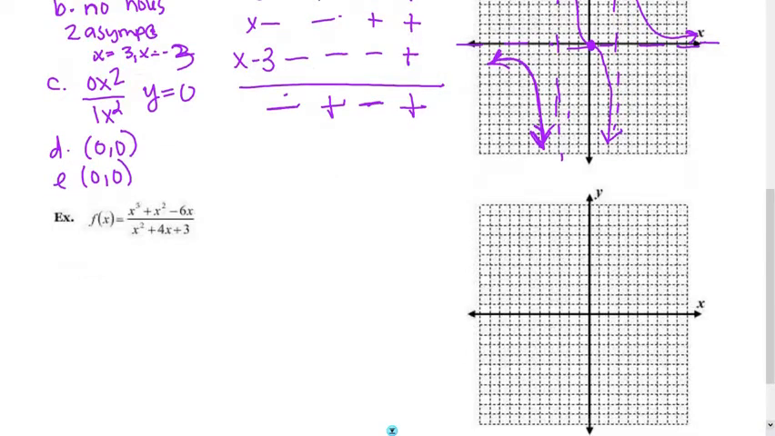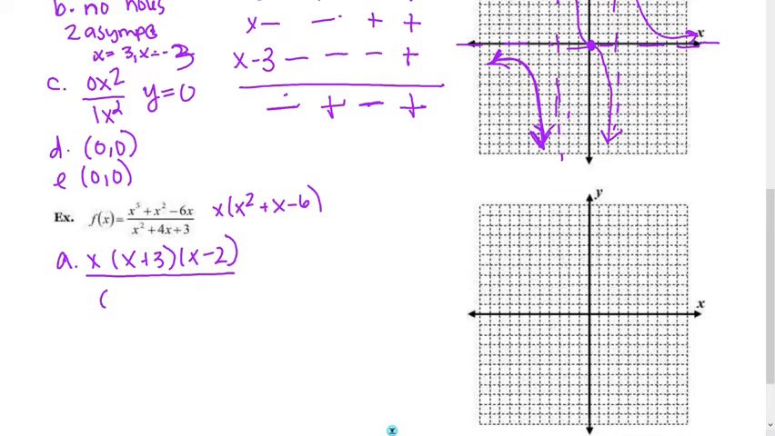And the next one, A is to factor. So if I factor out an x, I'm left with this. So x plus 3, x minus 2, and x plus 3, and x plus 1. So I do cross one off. So at B, I have a hole at x equals negative 3.